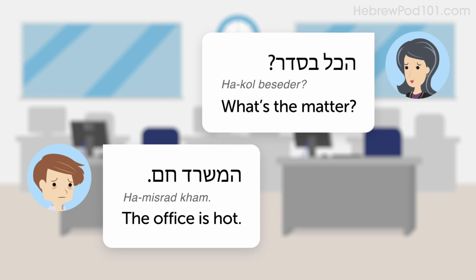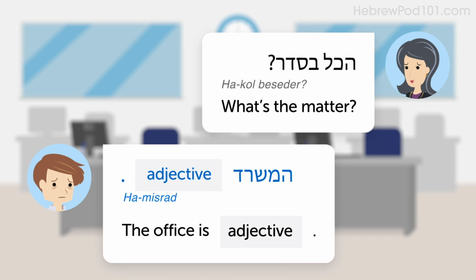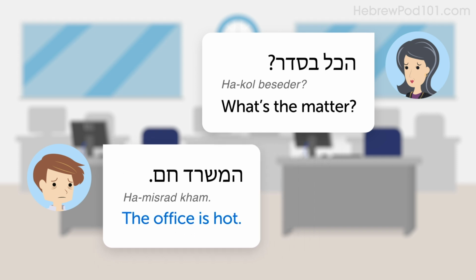Now, how do you answer this question? The pattern is המשרד adjective. The office is adjective. For example, the office is hot. המשרד חם.